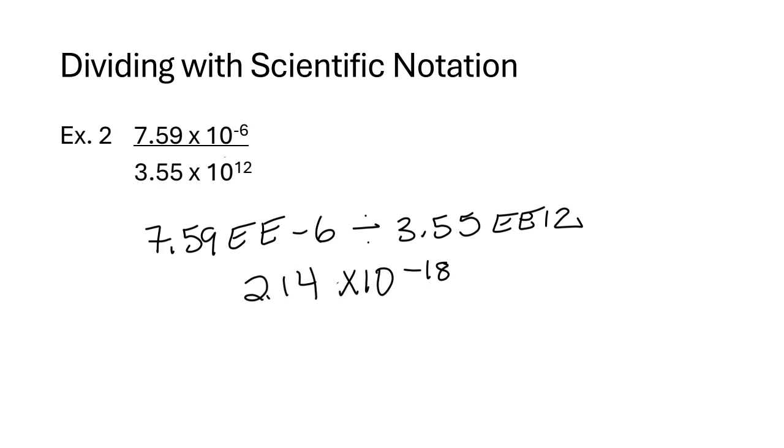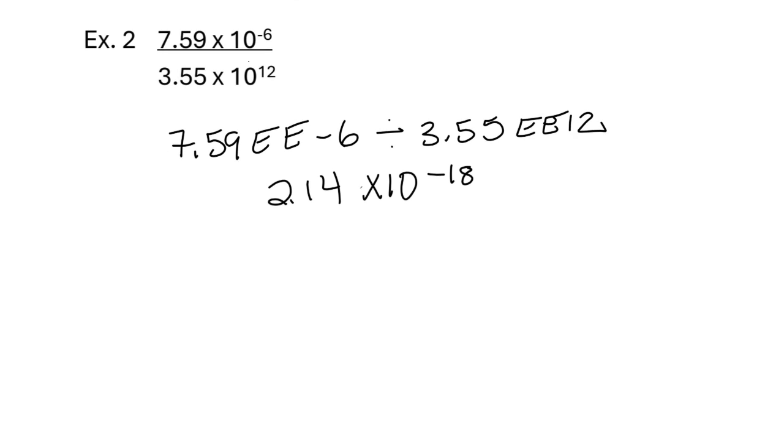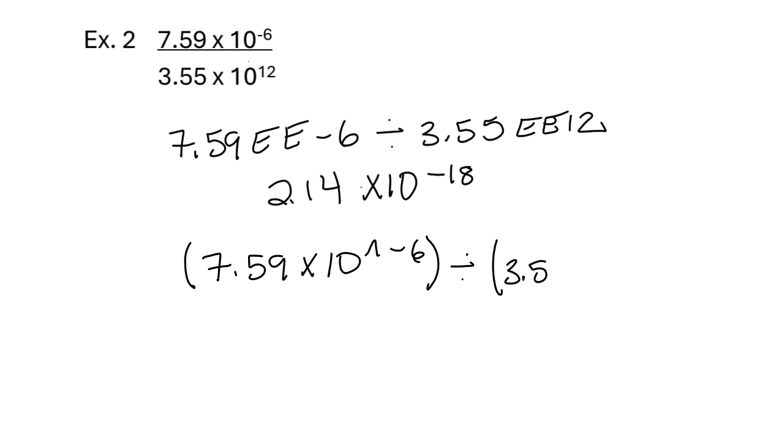If we only want to go 2 places past the decimal, so 2.14 times 10 to the negative 18. Now, if you need to use parentheses, this is how you have to do it. So you'll put parentheses around the 7.59 times 10, and some it's caret, some it's y to the x, caret negative 6, or however your calculator does this, and then the divide by, and then the next set of parentheses, 3.55 times 10, and then use the little caret button, and 12. But you have to use those parentheses, otherwise it will multiply, and you get a totally different answer.